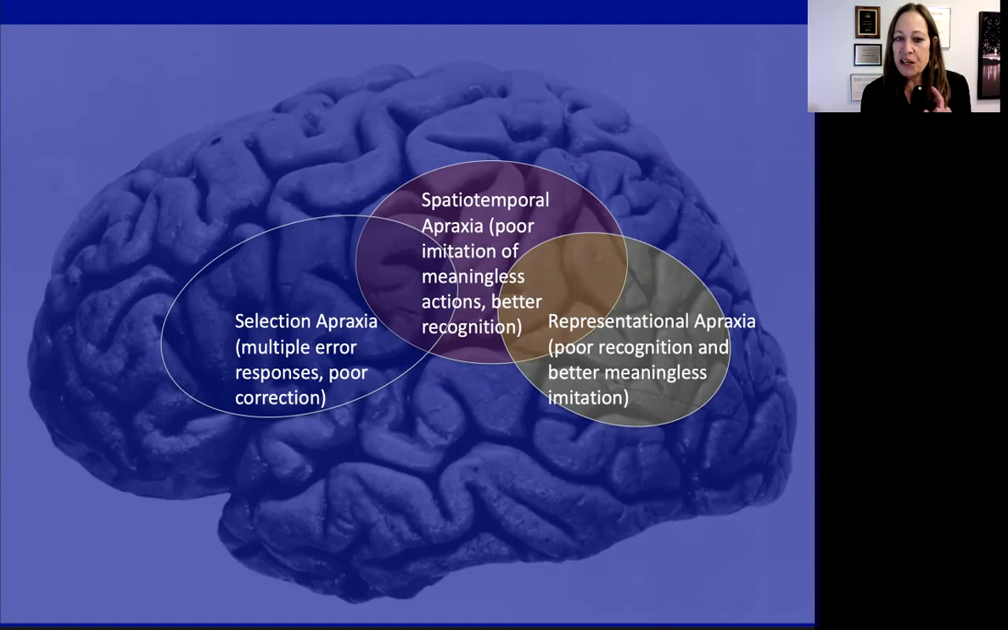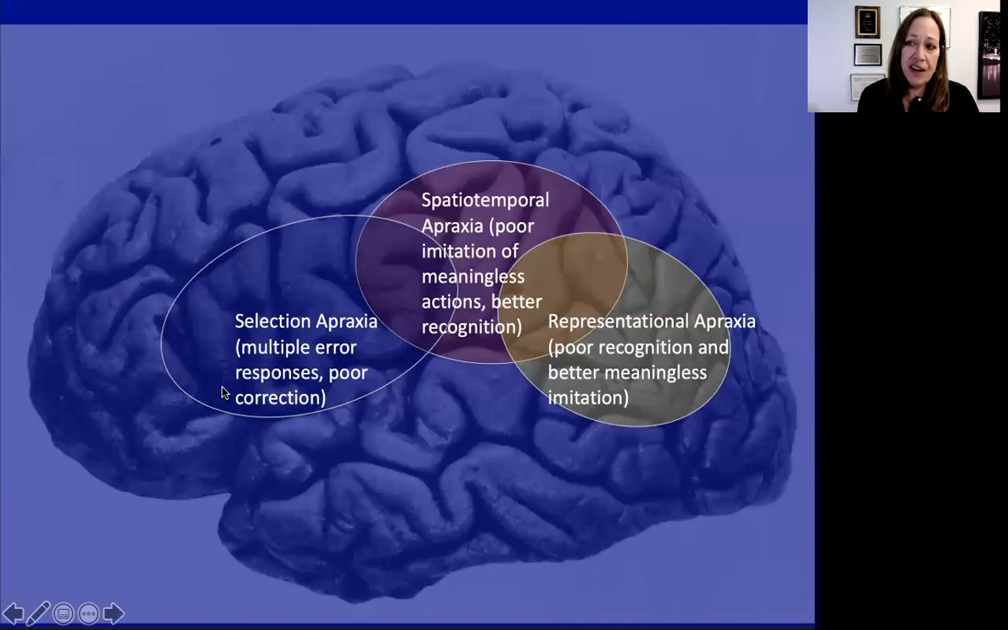But critically, the hallmark of this neuropsychological test would be impaired recognition of gesture with better imitation of meaningless actions, because it's the knowledge of those stored tool actions that is impaired, with no fundamental problem in that input-output mapping of translating visual information into motor information, which is what the parietal system does. Whereas people with parietal lesions, we could characterize as spatiotemporal apraxia, we expect the hallmark of this type to be that imitation of meaningless actions should be impaired with better recognition of actions.